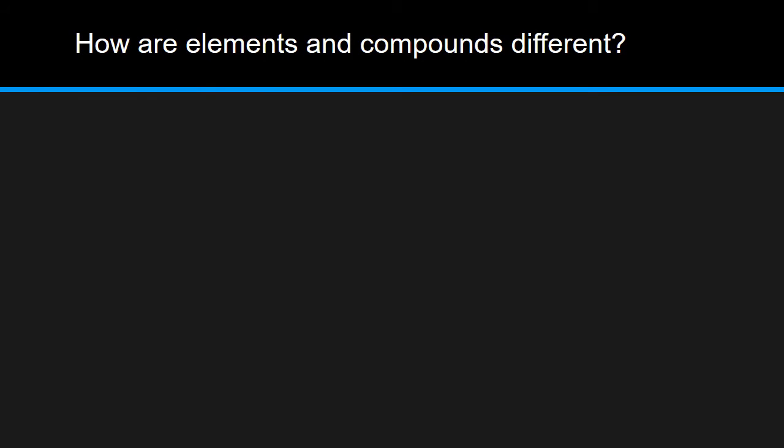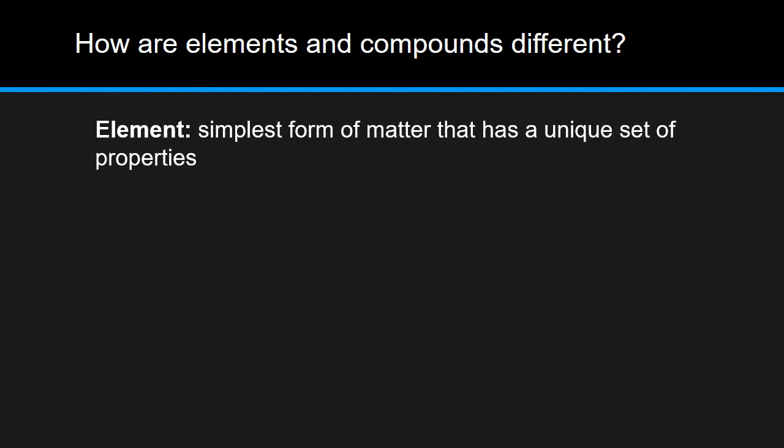So how are elements and compounds different? An element is the simplest form of matter. So it has a unique set of properties. So oxygen is an element. Hydrogen is another element. Okay, so these are your simplest forms of matter that are found on the periodic table.